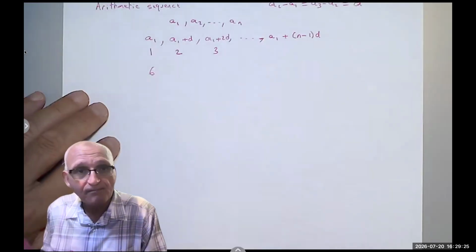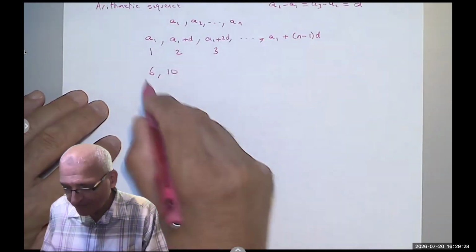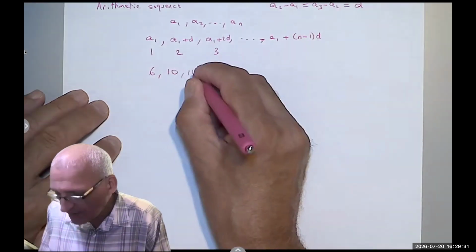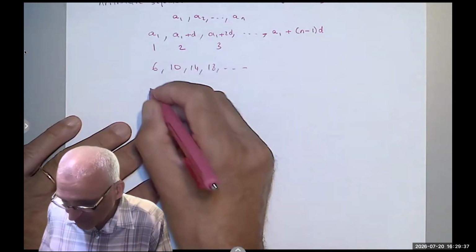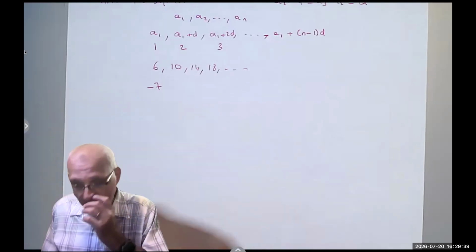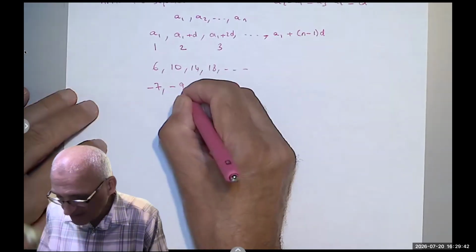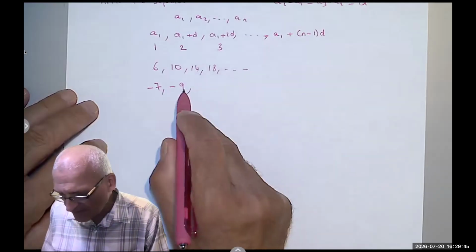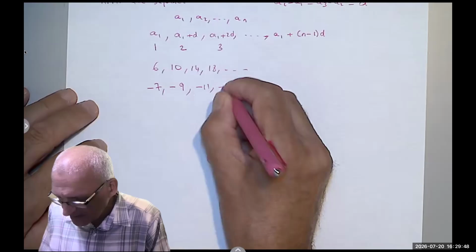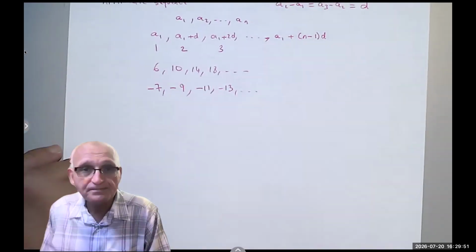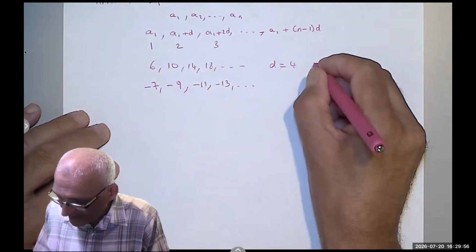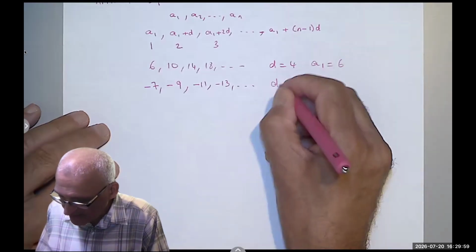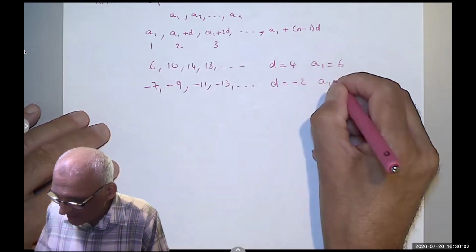So for example, I can say the first element is 6. The next is 10. Oh, the difference is 4. So I keep going: 14, 18, 22, and so on and so forth. Or I can start with -7 and then -9. And then, oh, that decreased. Yeah, it decreased by 2 every time. And so on and so forth. So here d is 4 and a1 is 6. Here d is -2 and a1 is -7.